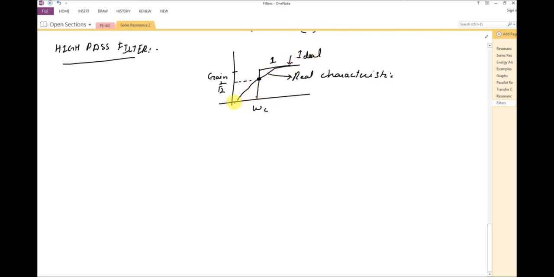For the high pass filter, the ideal characteristic just shows you that there is no signal before the cutoff frequency, but in real circuits we have some gain value before the cutoff frequency as well, but the value is quite low. So now if I have to draw the circuit for this particular high pass filter, it is again a series combination of resistor and capacitor, but now we are taking the output across the resistor.